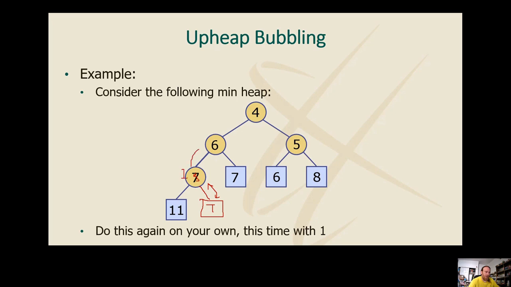We do it again, do the same process, compare. 1 is smaller, so 6 comes down here. 1 comes up here. Do it again, compare. 1 is smaller. Swap, 4 comes down here. Do it again. Oh, we're at the root. We stop. There you go.